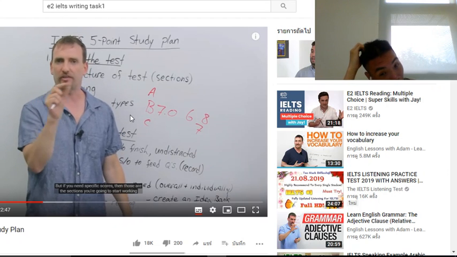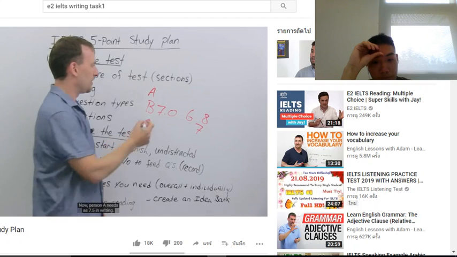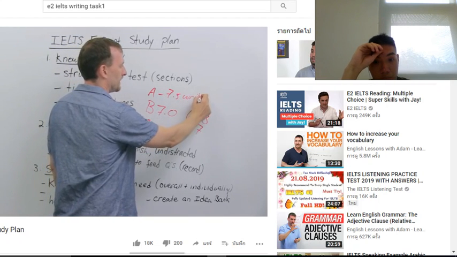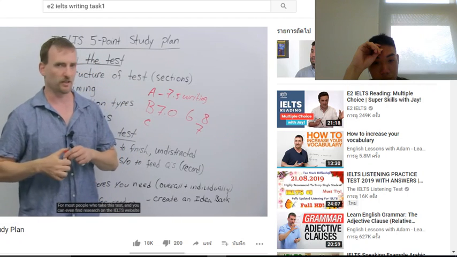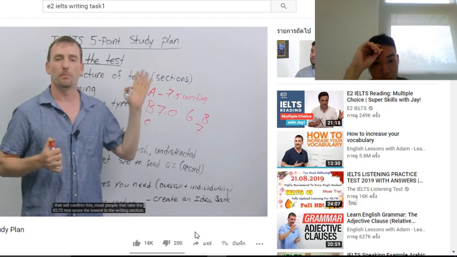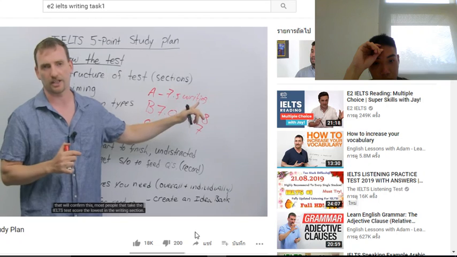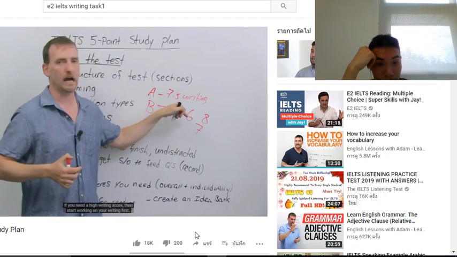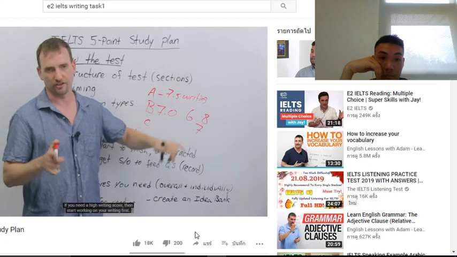If you need specific scores, then those are the sections you're going to start working the hardest on. Now, person A needs a 7.5 in writing. For most people who take this test, and you can even find research on the IELTS website that will confirm this, most people that take the IELTS test score the lowest in the writing section. This is the hardest of the 4 skills. If you need a high writing score, then start working on your writing first.